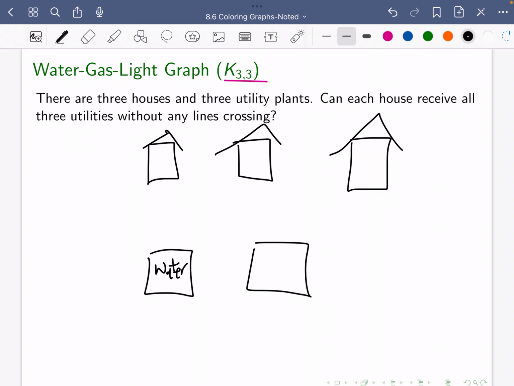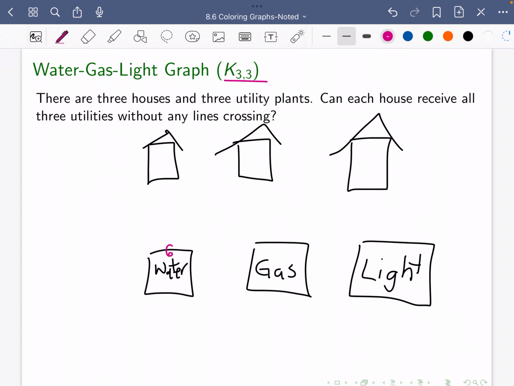It needs to be connected to gas. And it needs to be connected to light. And so the question is, can we run lines to these houses without any of these lines crossing?